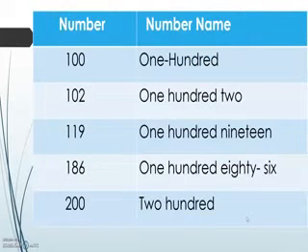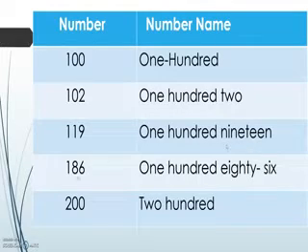Now see. The number name of 100 is one hundred, O-N-E, then H-U-N-D-R-E-D. Now how can you write 102? You have to put one hundred at the beginning, then two, T-W-O. After this, to write 190, you have to write one hundred first, then write the number name of 19.